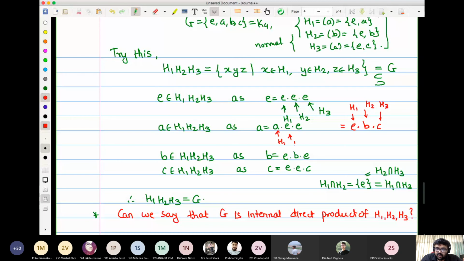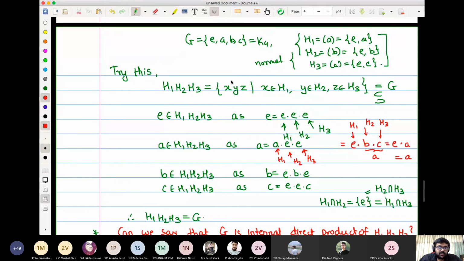So here we have taken E from H2, and from H3 also we have taken E. But what is this EBC? What is BC? BC is nothing but A. So this is EA, and so it equals A. So A has two different expressions, A, E, E and E, B, C. What about identity? Can we say that identity has two different expressions? Of course, once we find one, we are done.